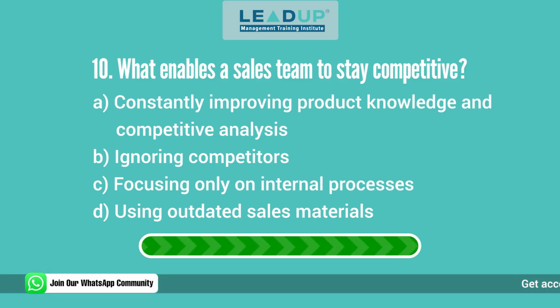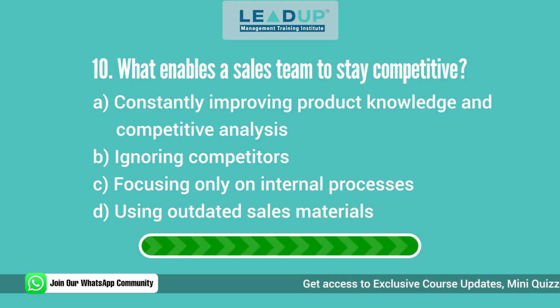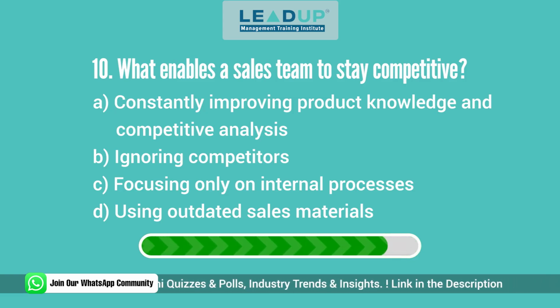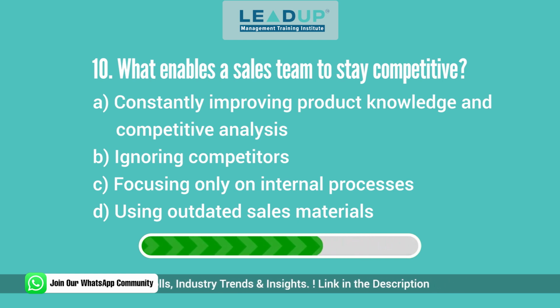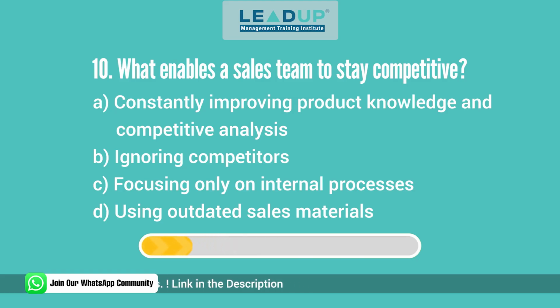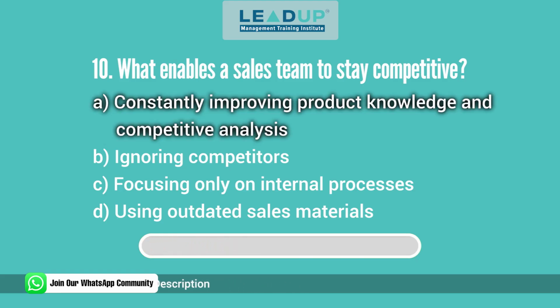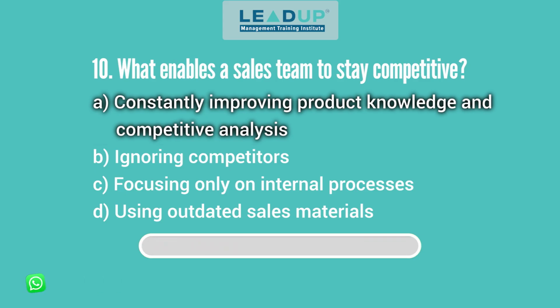Question 10. What enables a sales team to stay competitive? A. Constantly improving product knowledge and competitive analysis. B. Ignoring competitors. C. Focusing only on internal processes. And D. Using outdated sales materials. Answer: constantly improving product knowledge and competitive analysis.